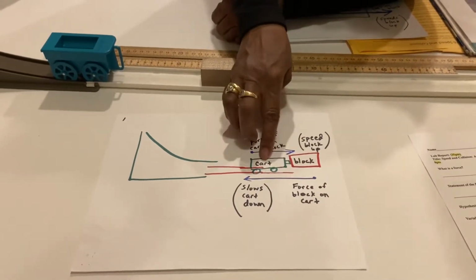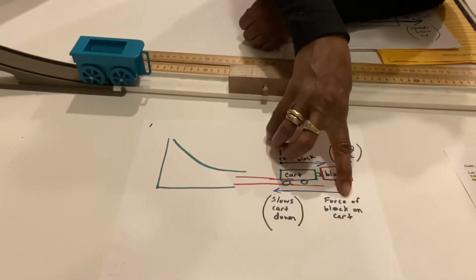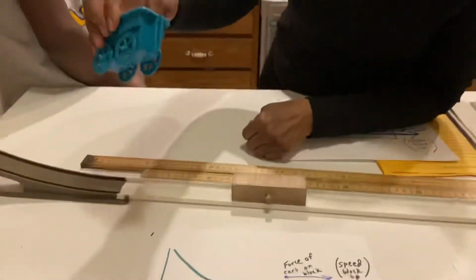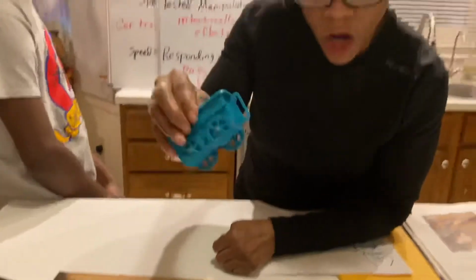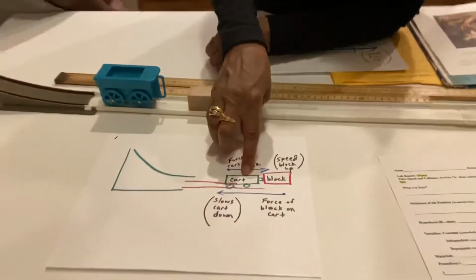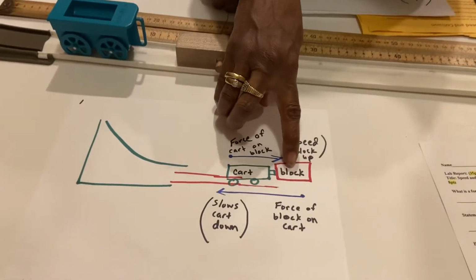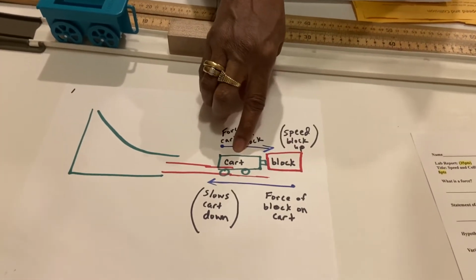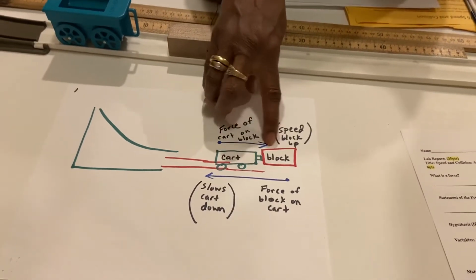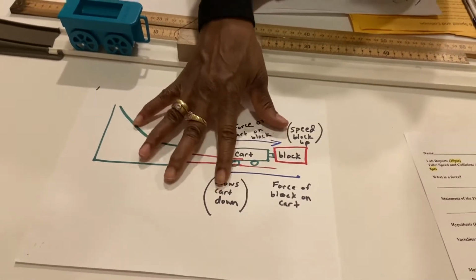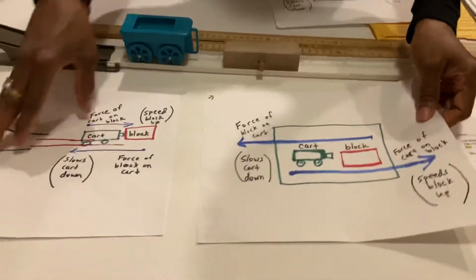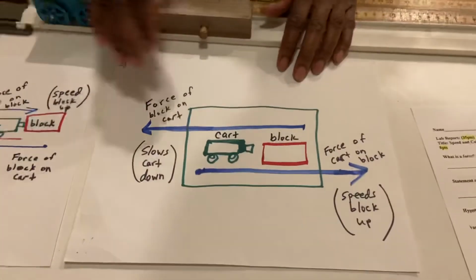And what happened to the cart with the force of the block on the cart? The cart slowed down, right? So the cart slows down because of the force of the block on the cart. The block speeds up because of the force of the cart on the block. This is one way to write this. This is another way to write the exact same thing, but written a little differently.